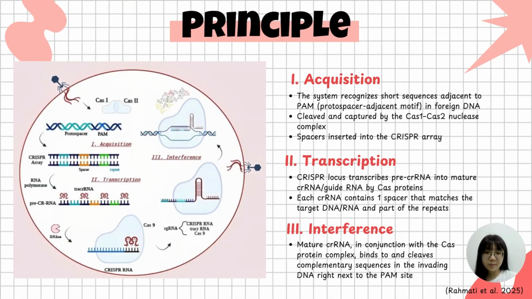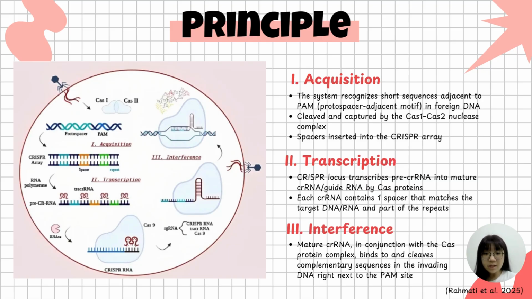Its working principles are as follows. First, acquisition. The system spots foreign DNA next to a PAM site, Cas1 and Cas2 cut and capture it. Then, it stores a little piece, which is the spacer, into the CRISPR array. Next, the CRISPR locus is transcribed into pre-crRNA, which is then processed into mature guide RNAs. Each guide RNA has a memory of one foreign sequence.